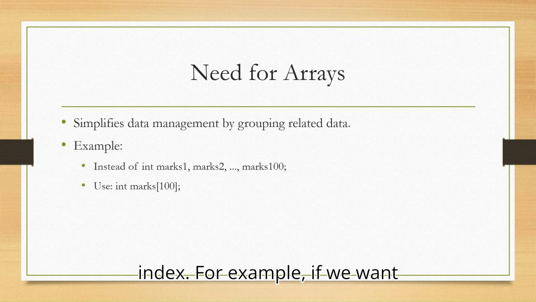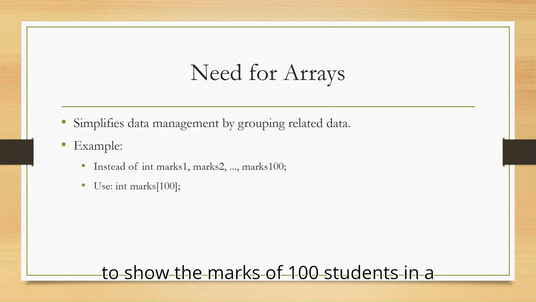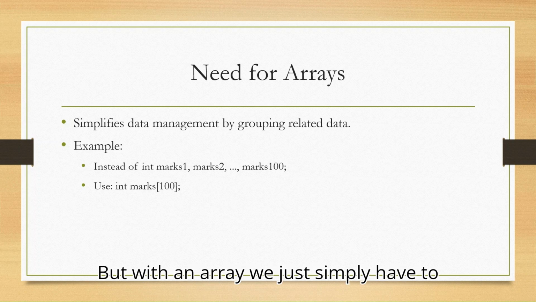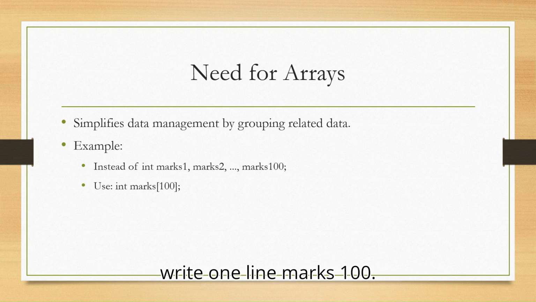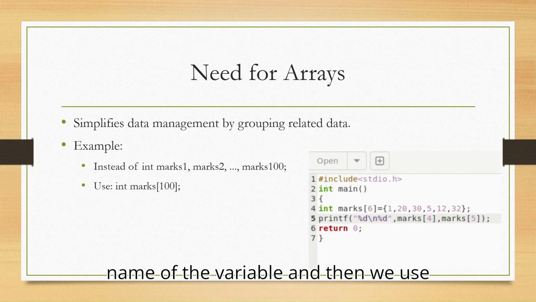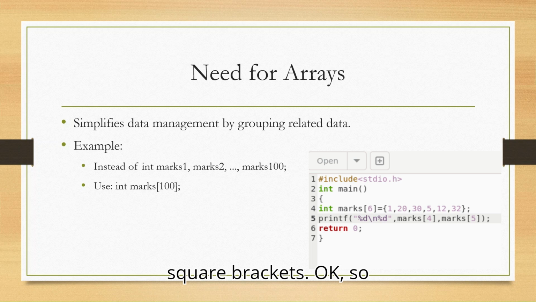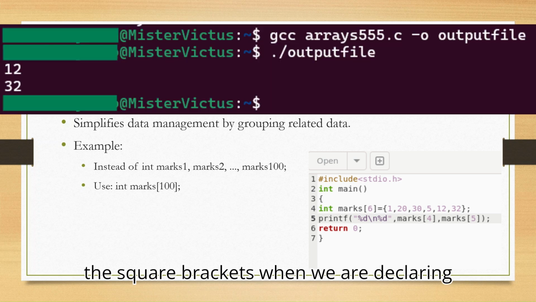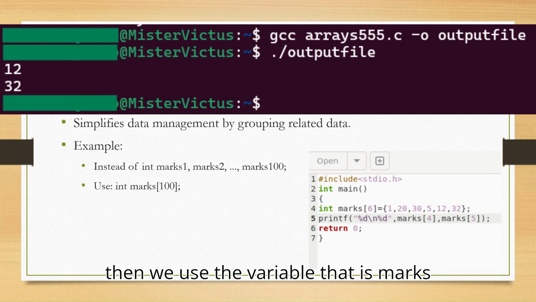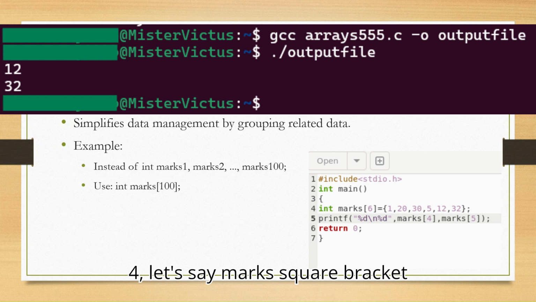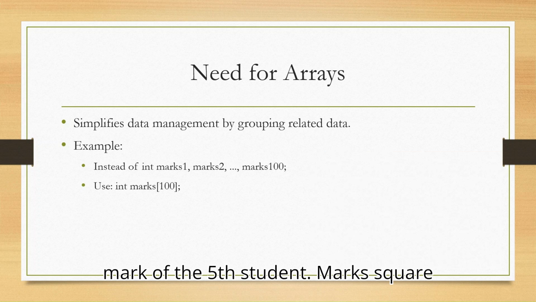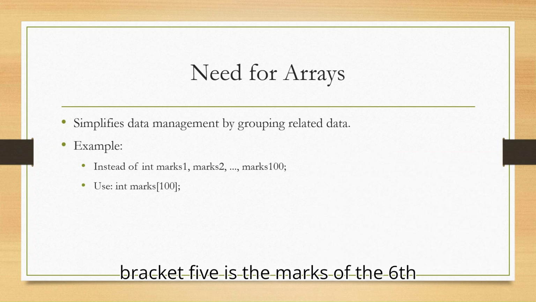For example, if we want to store the marks of 100 students in a class, creating 100 variables would be a nightmare, just like the prices example. But with an array, we simply write one line: marks[100]. While using arrays, we write the name of the variable and then we use square brackets. The square brackets, when we are declaring it, indicate the size of the array. And when we use the variable, say marks[4], this means the marks of the fifth student. marks[5] is the marks of the sixth student.